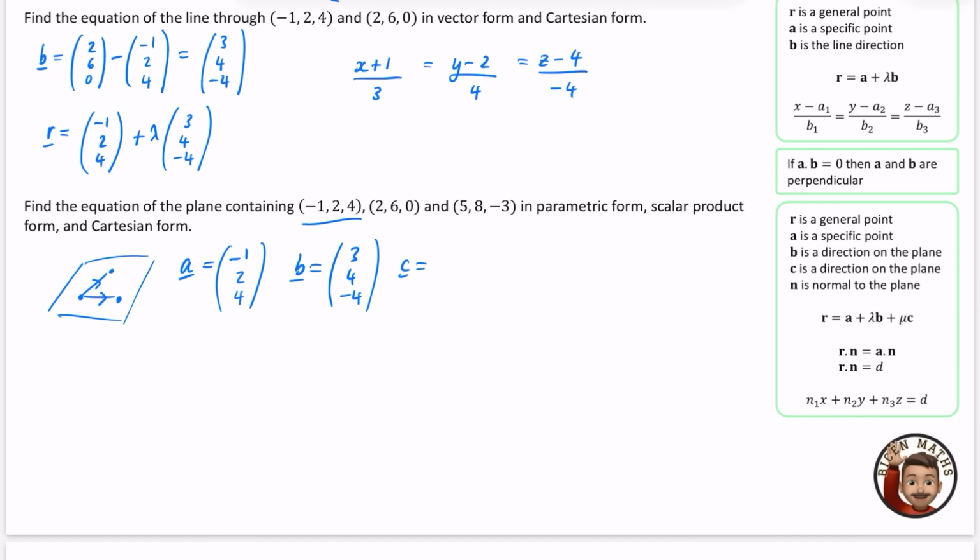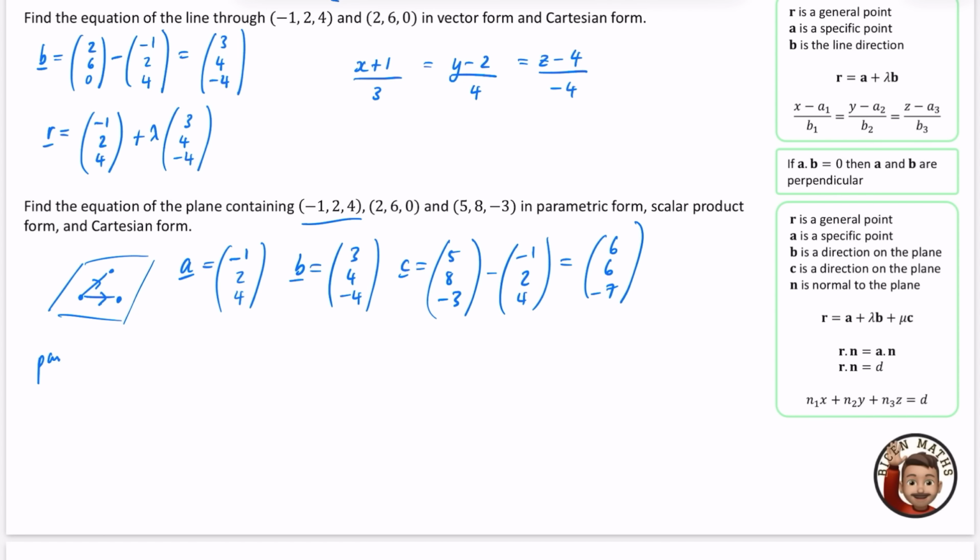And if I just want to find a third one, I'm going to do this one, subtract this, or this one, subtract this. It really doesn't matter as long as you're subtracting a different pair. So I'm going to do the 5, 8, minus 3, and from that I'll subtract the minus 1, the 2, and the 4 for this. 5 minus minus 1 is 6, 8 minus 2 is 6, and minus 3 minus 4 is minus 7.